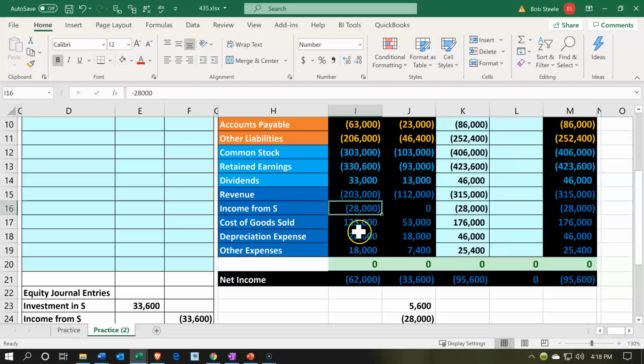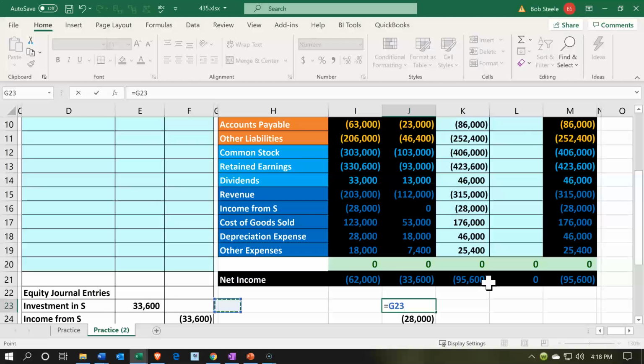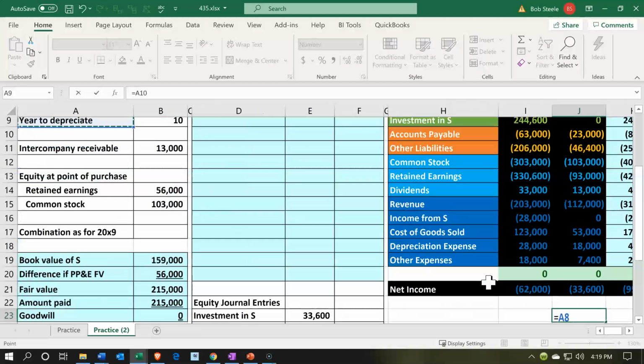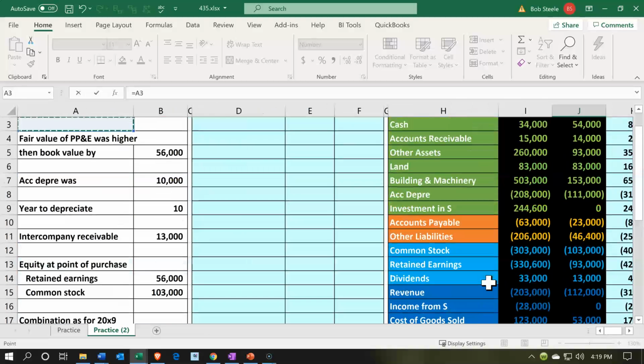So what would that look like? Well, this is going to be where our new calculation comes in. We're going to say if this is going to be equal to, I'm just going to do a quick calculation so we can see what I'm talking about here. We said the property, plant, and equipment was $56,000 higher.